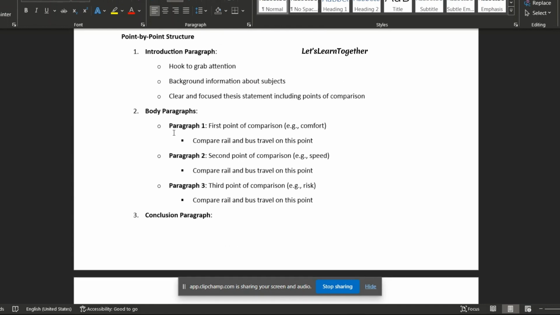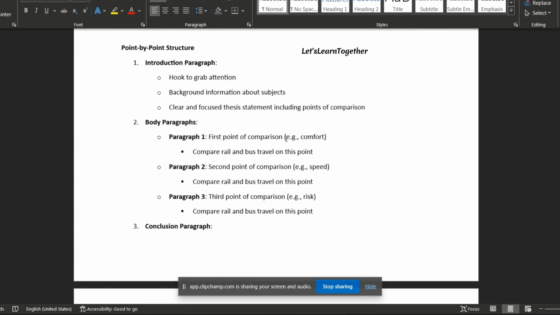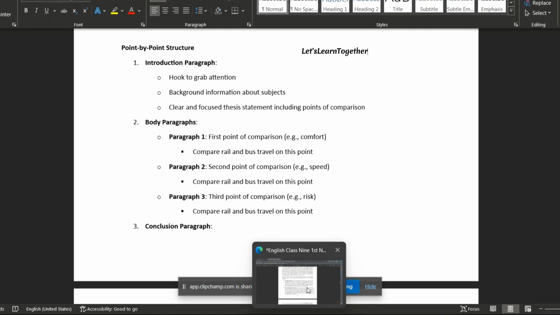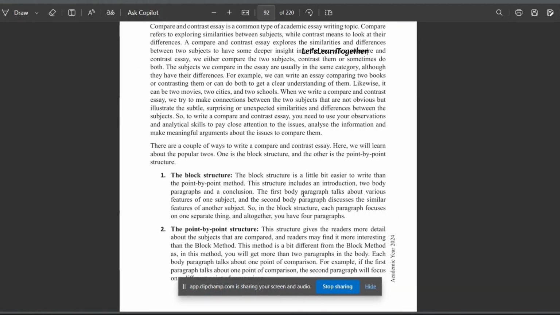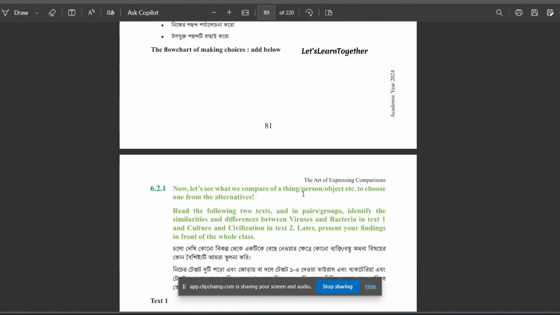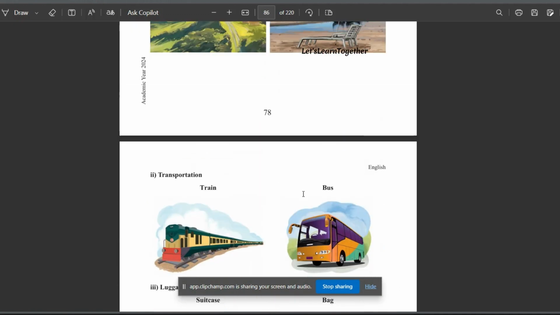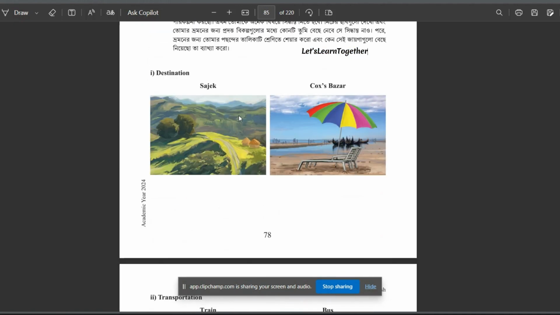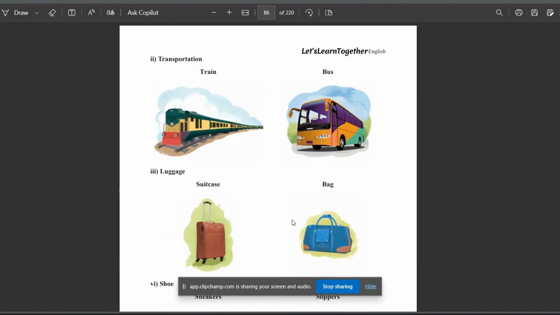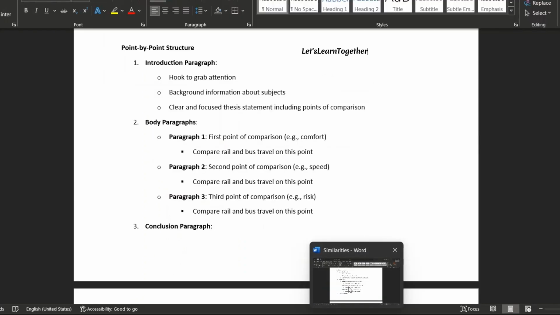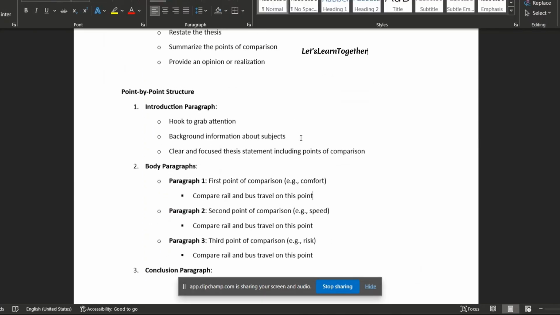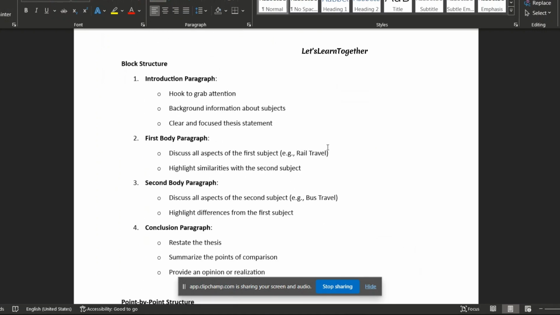And in the body paragraphs, as I said, the first point of comparison, let's say, you have to write here. Look, the example, like comfort, speed, is actually based on the example that's given in your book. It's about the very first activity, which is this one, right? We were comparing between destinations, we were comparing between transportations. So I had given those examples on the basis of that, but you can just ignore it for now.